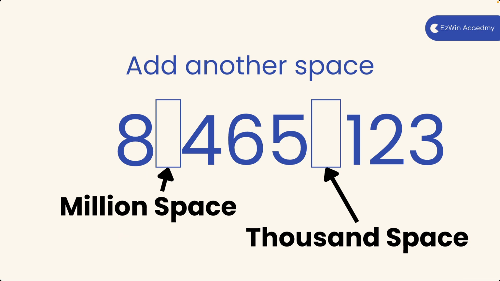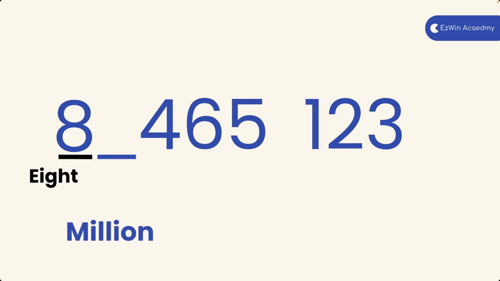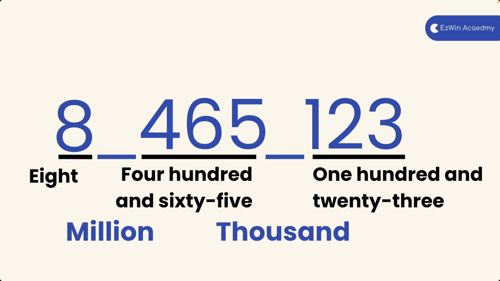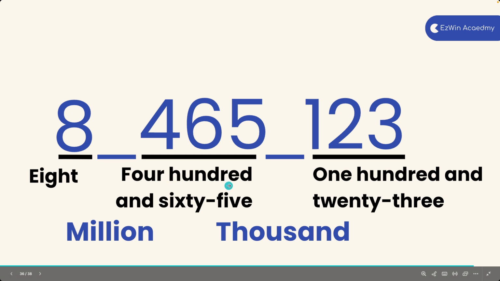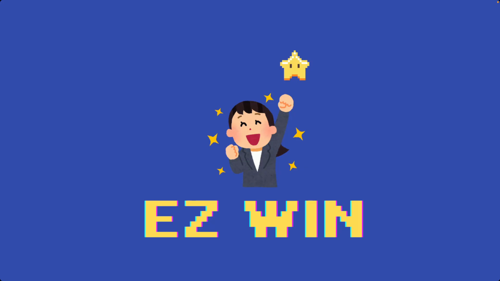Then this is where we are going to read the whole 7-digit number. We start from the left, which is 8, and then the space will be million, and then it will be 465 with the thousand, and lastly 123. So if we pronounce this whole 7-digit number, we will say 8,465,123. So congratulations, you are able to read a 7-digit number. And that is an easy win right there.